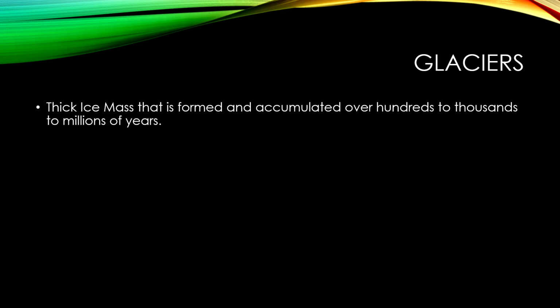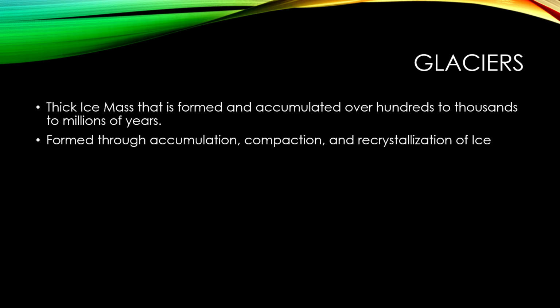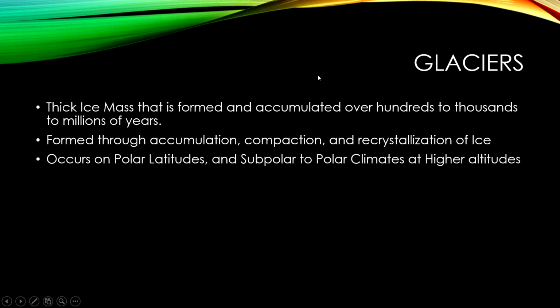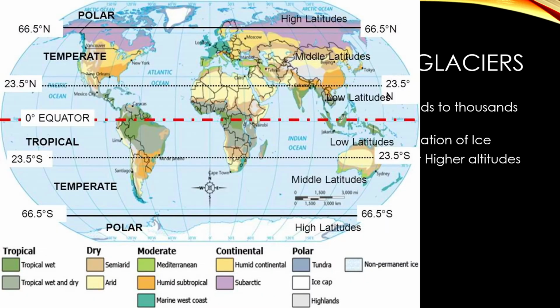Glaciers are thick ice masses that are formed and accumulated over hundreds of thousands to millions of years. They are formed through the accumulation, compaction, and recrystallization of ice. So basically, it is a metamorphic process of your ice. And of course, in polar latitudes, subpolar climates, and higher altitudes rather. Okay, so this is the distribution of your glaciers in the world.